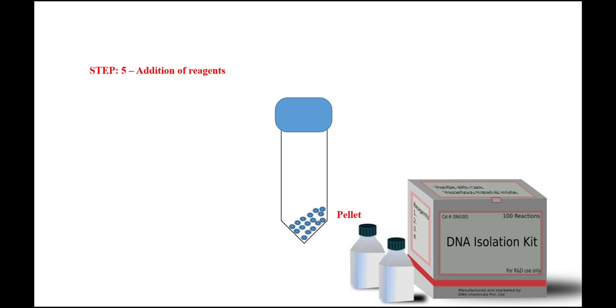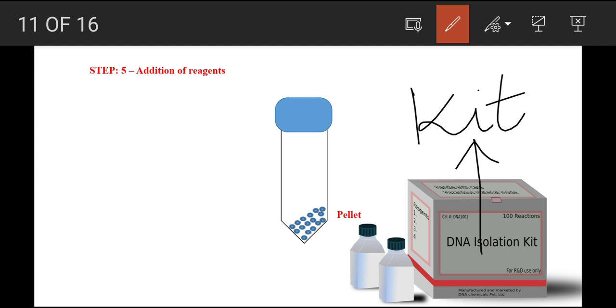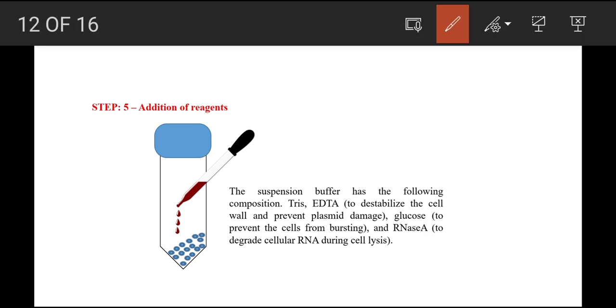In the next step, we are going to subject the cells to plasmid DNA isolation. It can be done with a commercially available DNA isolation kit, which is supplied with different chemical reagents that facilitate the isolation of plasmid DNA from the bacterial cells. In this step, we are going to add the reagents. To the pellet, we add the suspension buffer. What is a suspension buffer, and what is its composition?